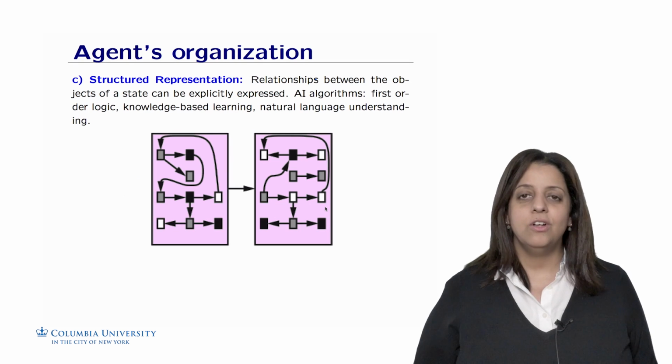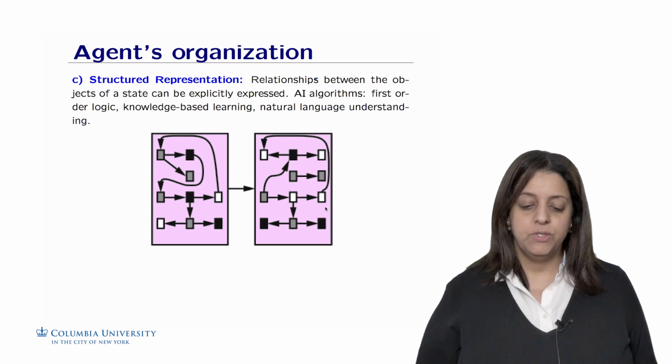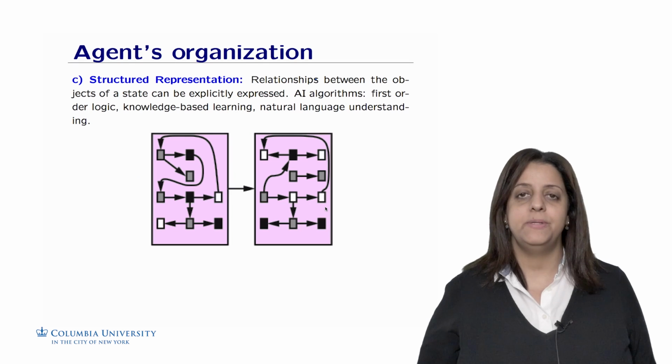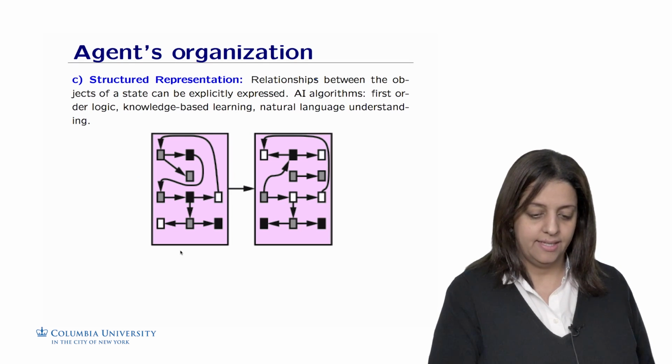In the third representation, called structured representation, relationships between the objects of a state can be explicitly expressed. So we have a state A and a state B.